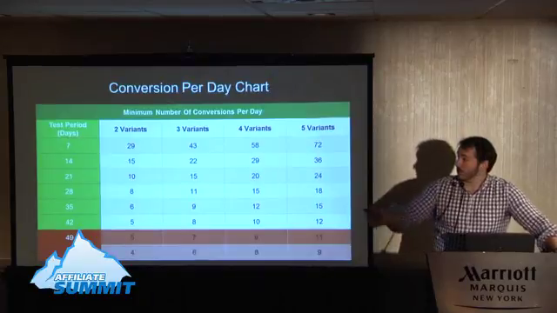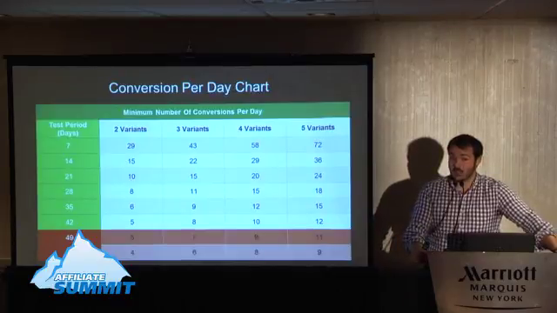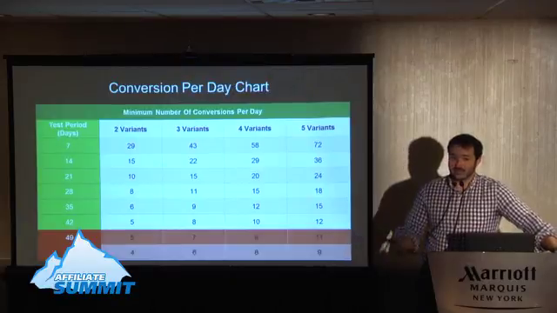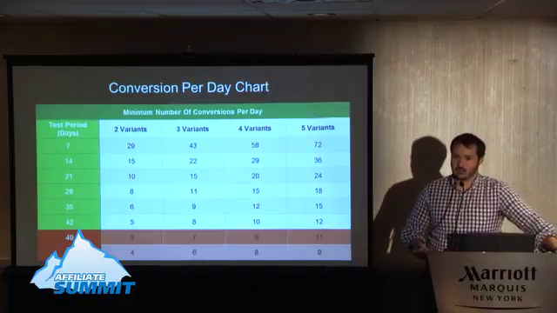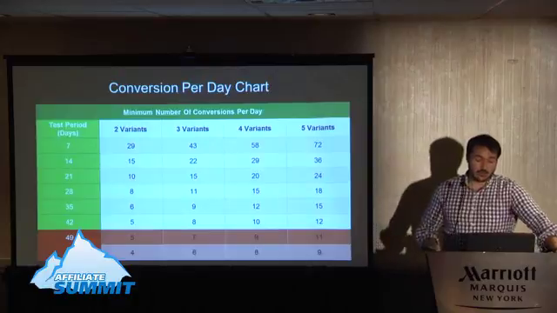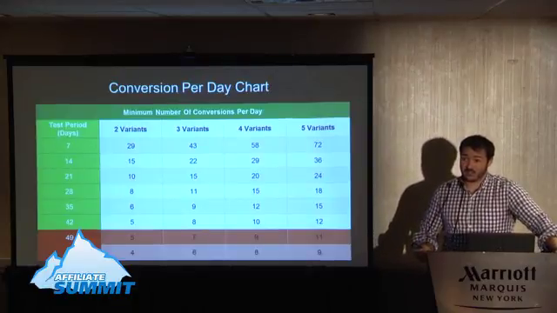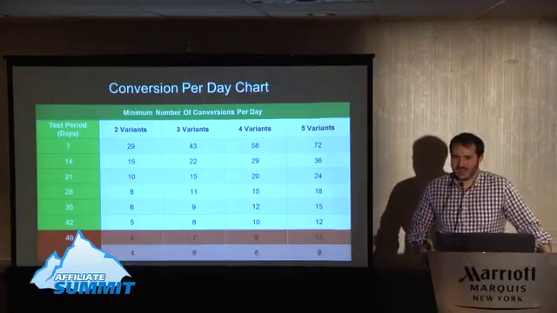If you are running with 2 variants, you need to have 29 converting actions per day for each variation. If you can't do that, go to 14 days. Can you get 15 converting actions per day? Yes or no? If no, move on. For 3 weeks, can you get 10 per variation? And further on, the numbers are there, people can see them. I think it makes sense there.